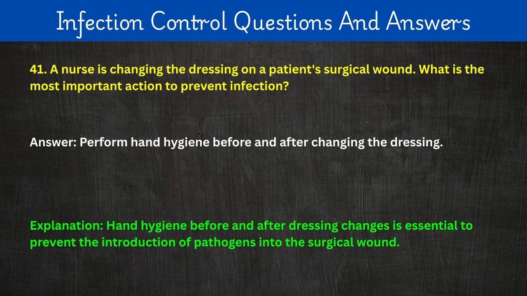41. A nurse is changing the dressing on a patient's surgical wound. What is the most important action to prevent infection? Answer: perform hand hygiene before and after changing the dressing. Explanation: hand hygiene before and after dressing changes is essential to prevent the introduction of pathogens into the surgical wound.